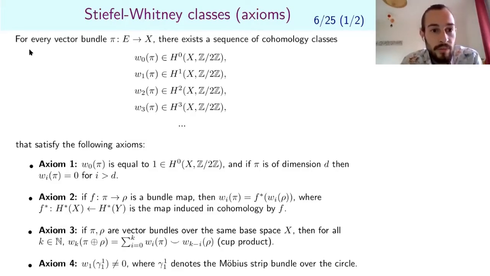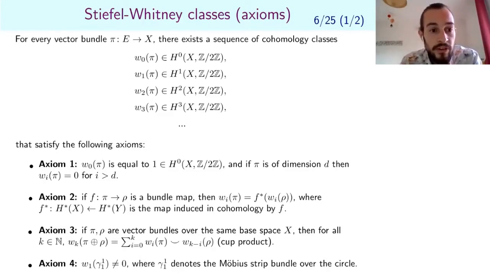So you have W0 of pi, the zeroth Stiefel-Whitney class. This is an element of H0, the zeroth cohomology group of X over Z2. So everything here will be over Z2. W1 is an element of the first cohomology group of X and so on. So this is the definition. And if you ask for these classes to satisfy these axioms, then they are unique and they exist, as we'll see in a few slides.